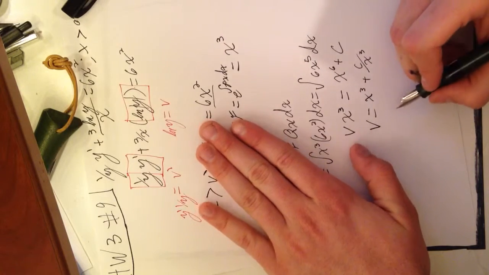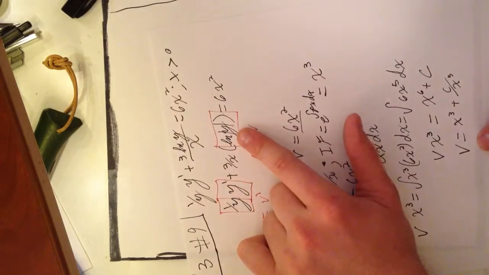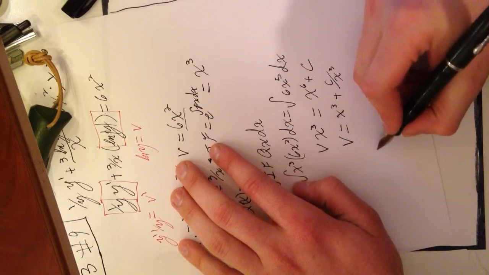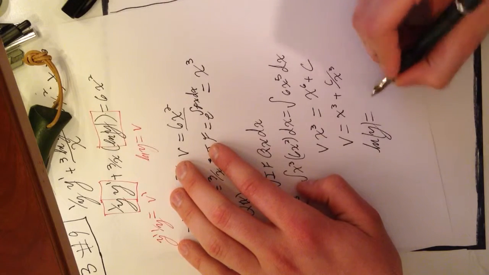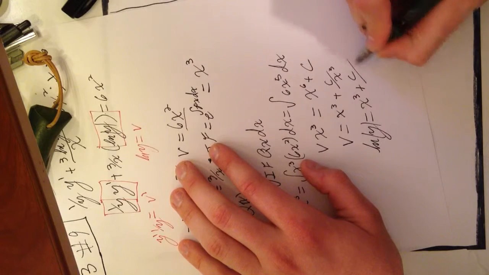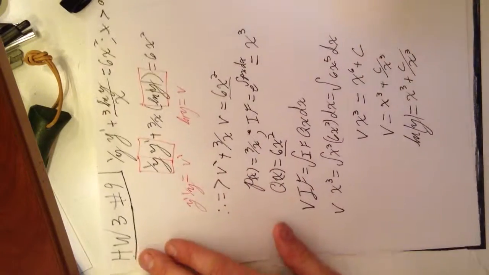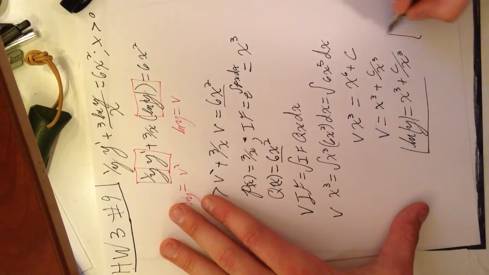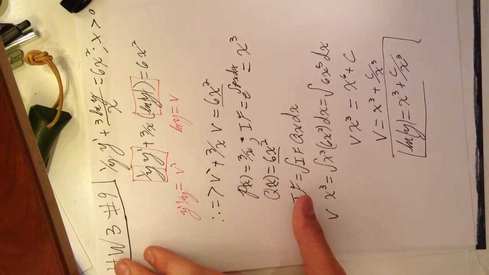Now resubstituting back in for v, we know that our v value is equal to ln of y. So doing that, that gives us ln of y is equal to x to the third plus c over x to the third, where c is an arbitrary constant. And that is the solution for homework number 3, question number 9.